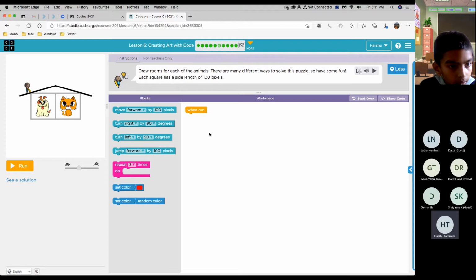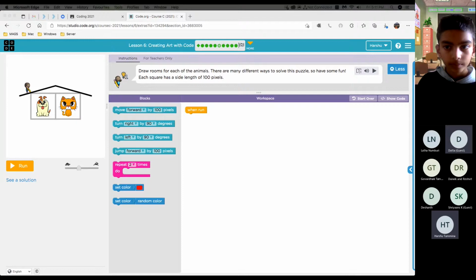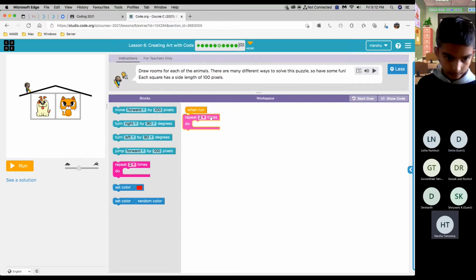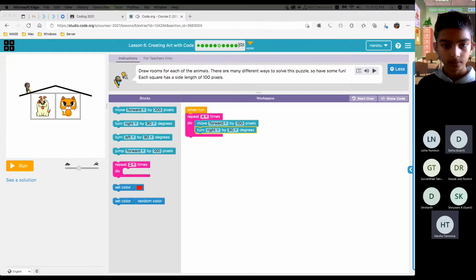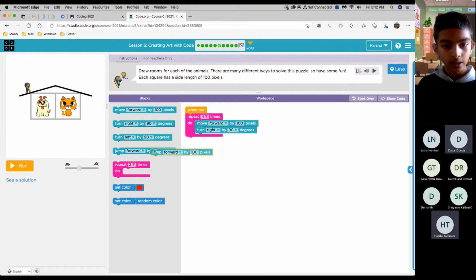Who did this one as homework? Raise your hands. I have. Okay, so do you want to do it? Draw rooms for each of the animals. There are many different ways to solve this problem, so have fun. Each square has a side length of 100 pixels. You put a repeat 4 times. Move forward by 100 pixels and turn right by 90 degrees. And then jump forward by 100 pixels.